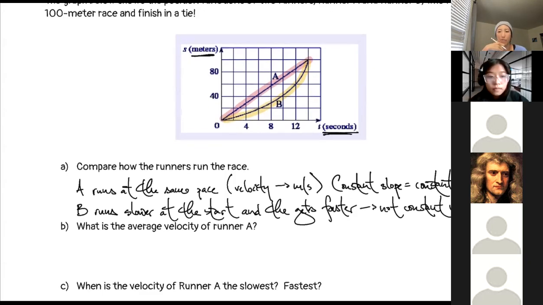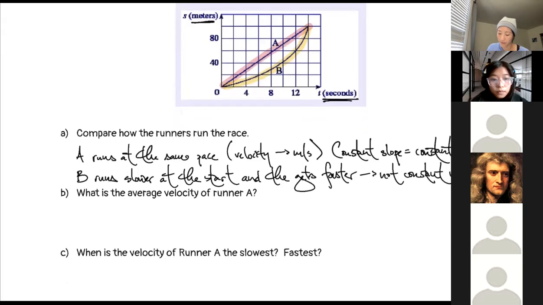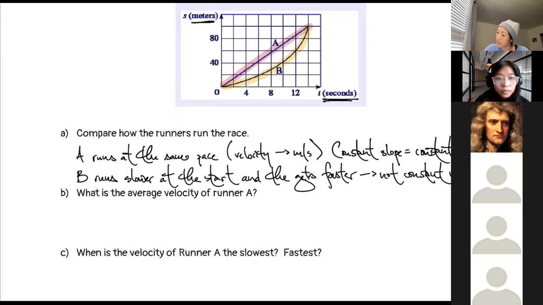All right. Did I capture your thoughts appropriately? I think you framed that really well. Okay. Anybody like to add anything to comparing the runners? All right. What about the average velocity of runner A? Anybody able to determine the average velocity of runner A? 10 meters per second.